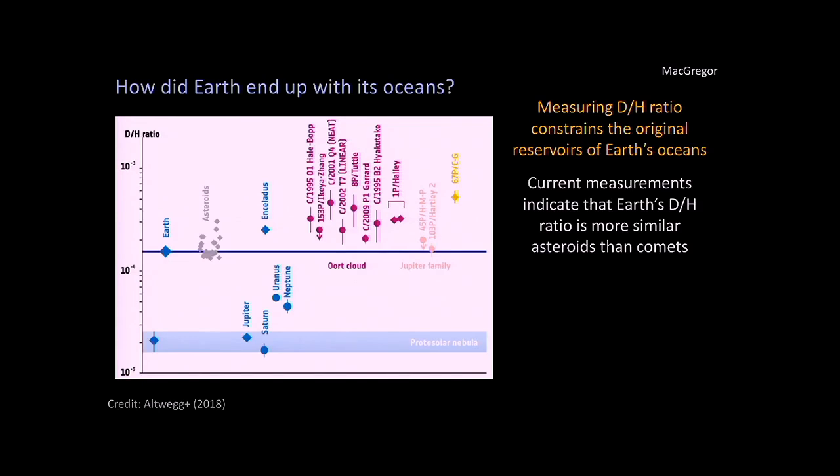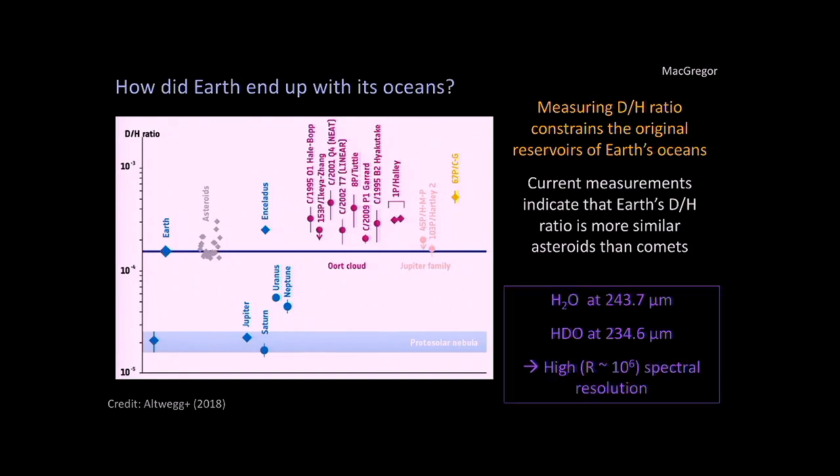Comets are really hard to detect. They're faint. I'd argue that this is kind of just an upper limit on the water population in comets because we just haven't had the option to probe down to this level. So we could use HDO and water to actually fingerprint and figure out where the water from Earth came from.